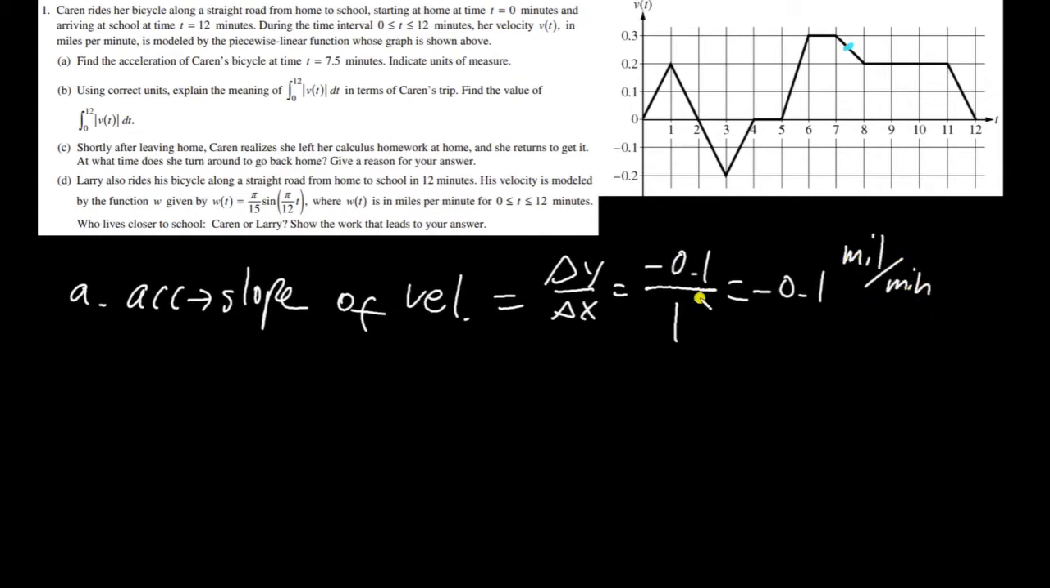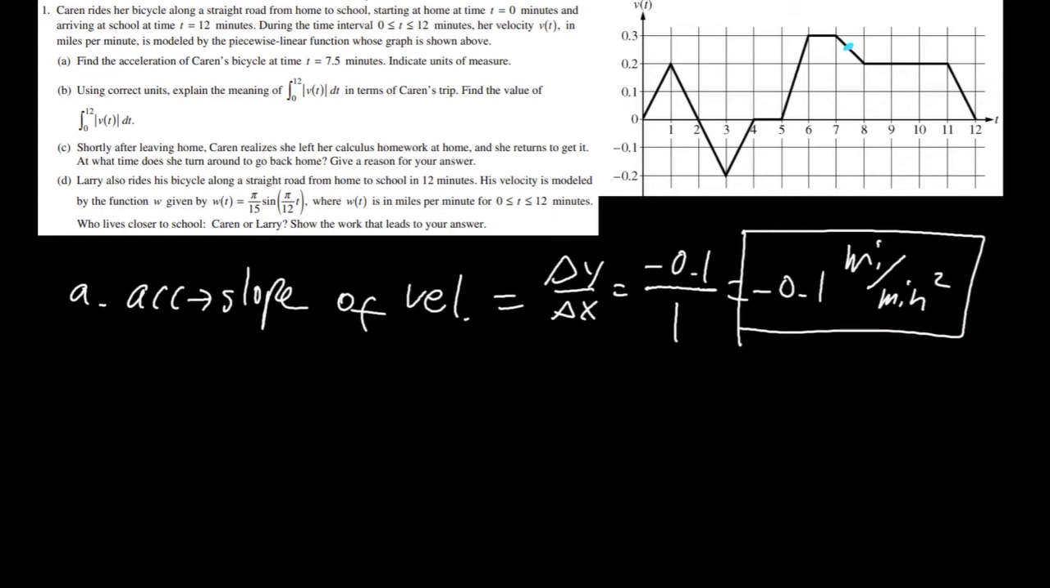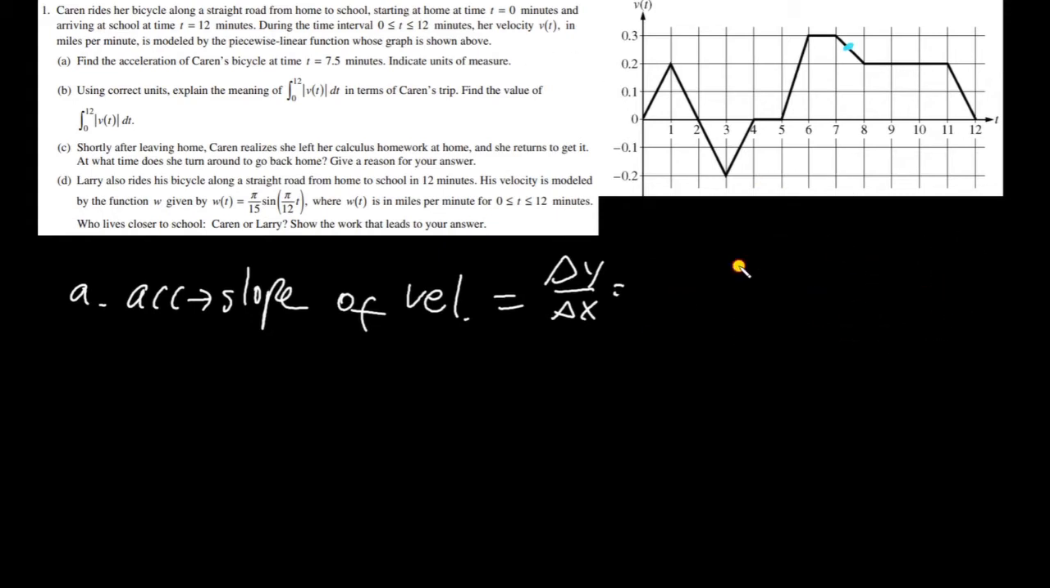So miles per minute. And then on the bottom, we have the t, which is measured in minutes again, right? So our change in y is in miles per minute. Our change in x is in minutes, okay? So the most common way of writing this, we don't write it as miles per minute per minute, but more often than not, you'll see it as miles per minute squared. Okay, so 2-point question, 1 point for the answer and 1 point for the units. Okay?